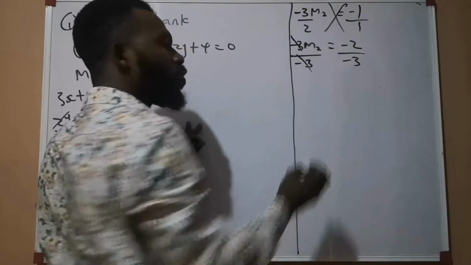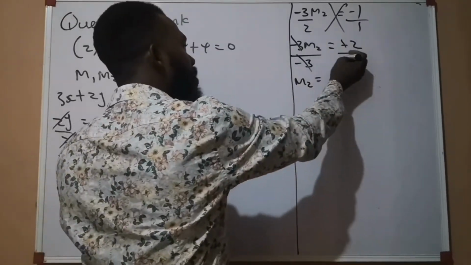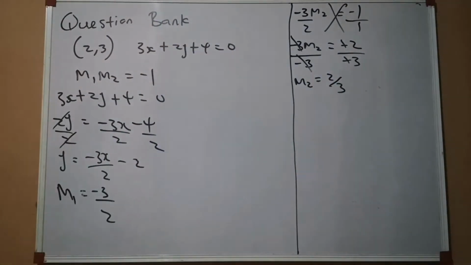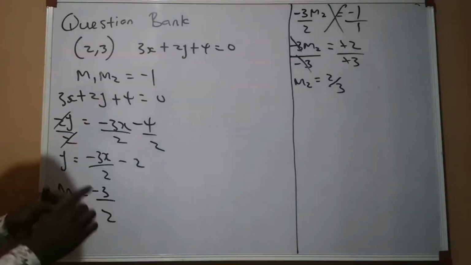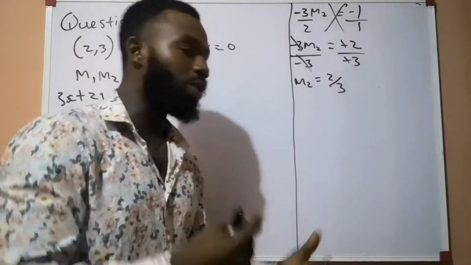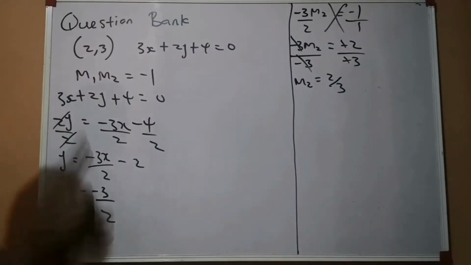Now when minus 3 cancels minus 3, what do I have? m2 becomes, if minus cancels out minus, what do I have now? 2 over 3. Now we have gotten what? m2. But don't forget, the question said we should find the equation. m2 is not an equation. m2 is a gradient. But now, how can we solve for the equation?